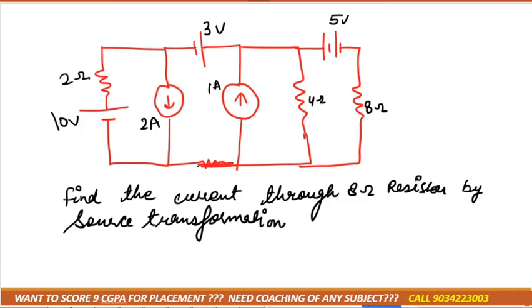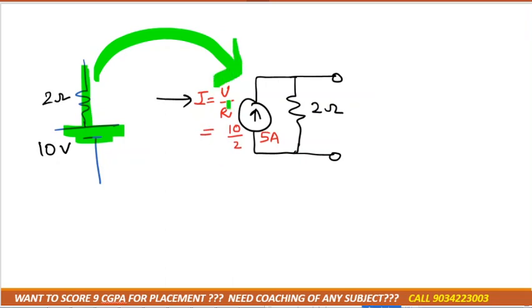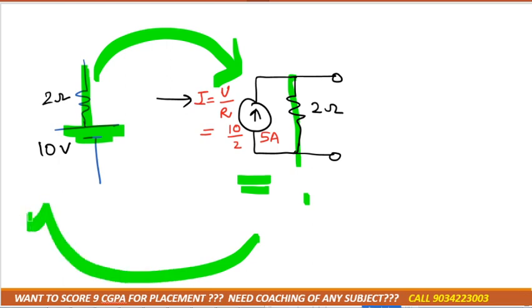In this question, we have to calculate the current through the 8 ohm resistor by using source transformation. About source conversion: if we have a voltage source connected in series with a resistor, only in that case can we convert it into a current source like this. I told you already. And if we have a current source in parallel with a resistance, in that case we can convert it into a voltage source.